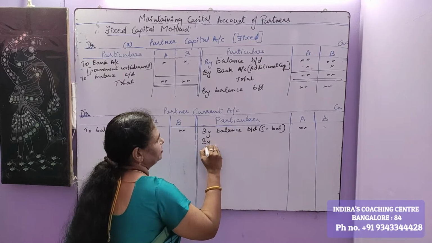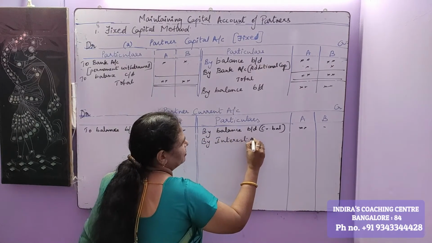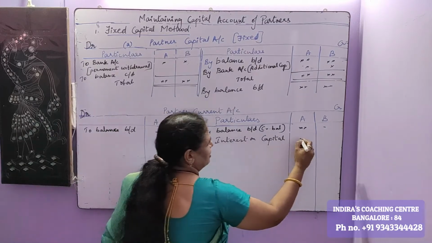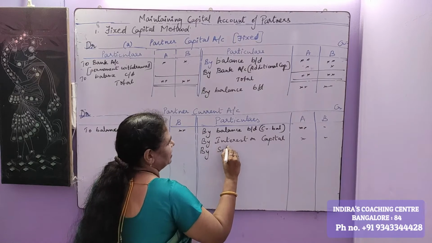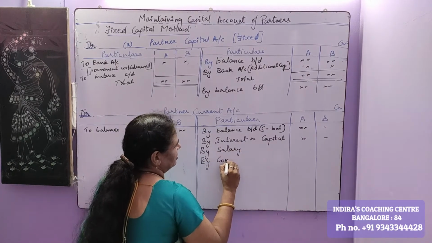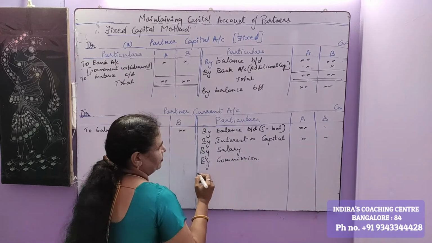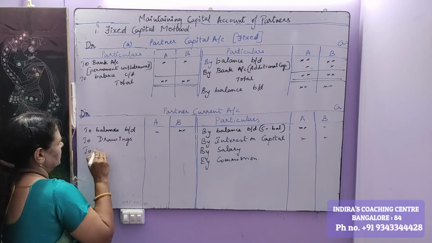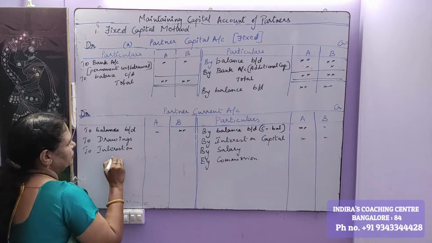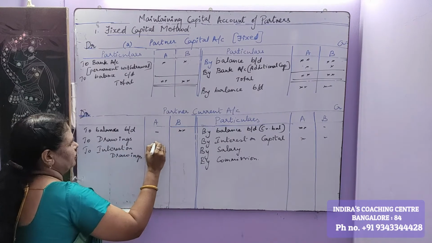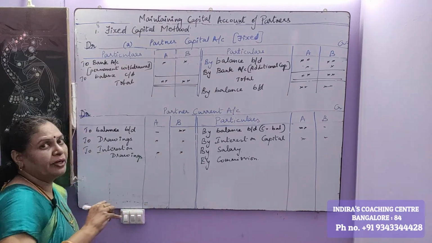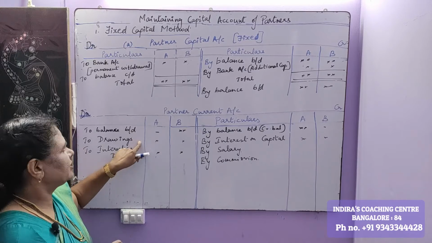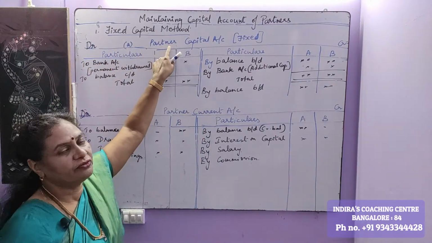Coming to the other adjustments, by interest on capital, whatever is going to increase the capital of the partners has to be written on the credit side. By salary, by commission on this side, to drawings, to interest on drawings. Permanent withdrawals is taken on the debit side of the capital account, whereas temporary withdrawals is taken on the debit side of the current account.